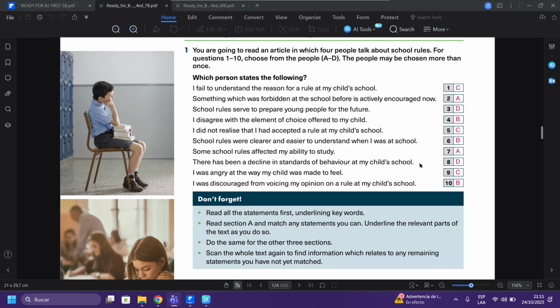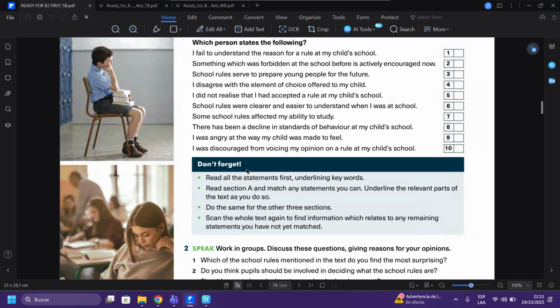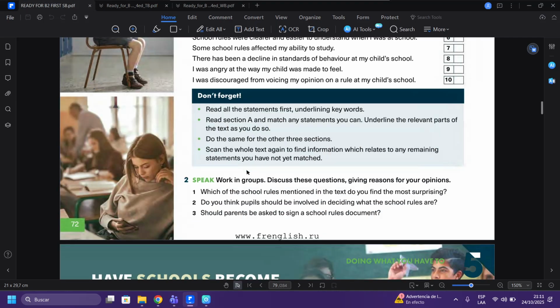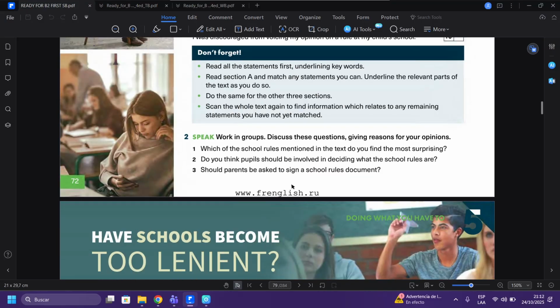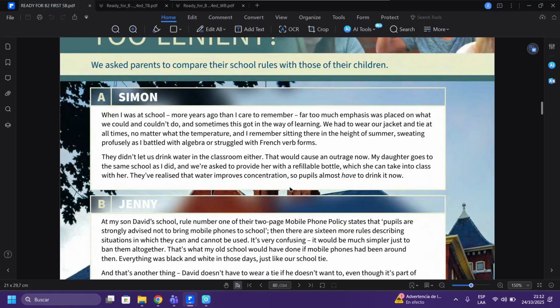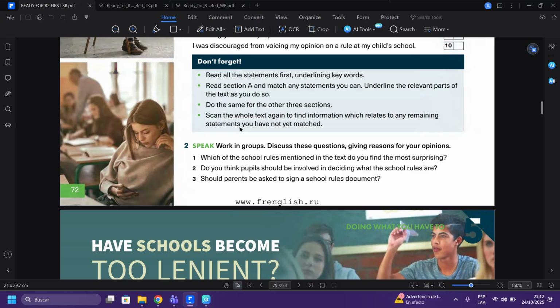All right? So we have 10 sentences. And tell me, how many right answers did you get out of 10? Five sentences. Five? Yes. All right. You have to keep on working on this, on your reading skills. Okay? And as you know, in the reading we mentioned something about this. Which of the school rules mentioned in the reading or in the text do you find the most surprising for you?